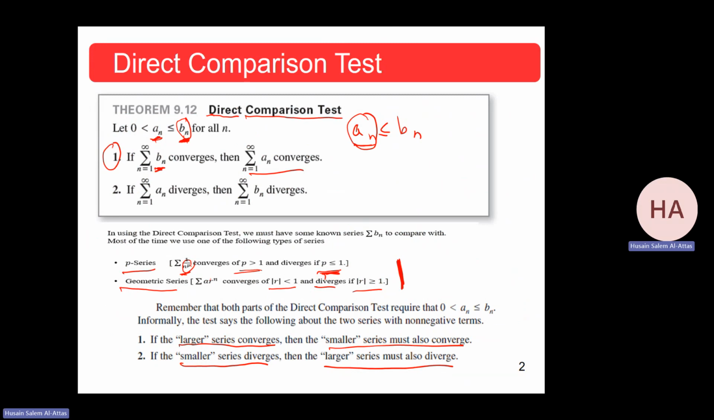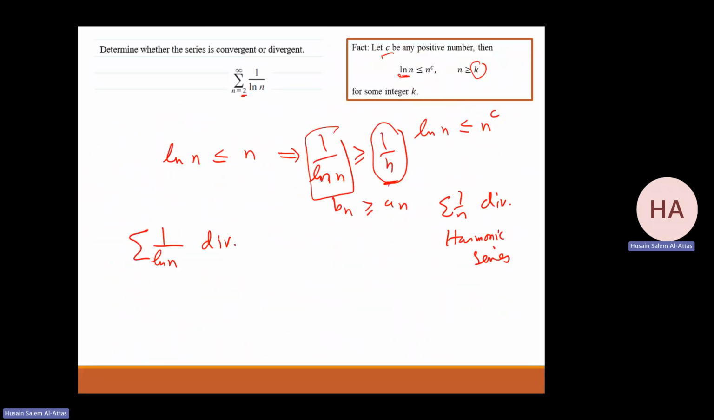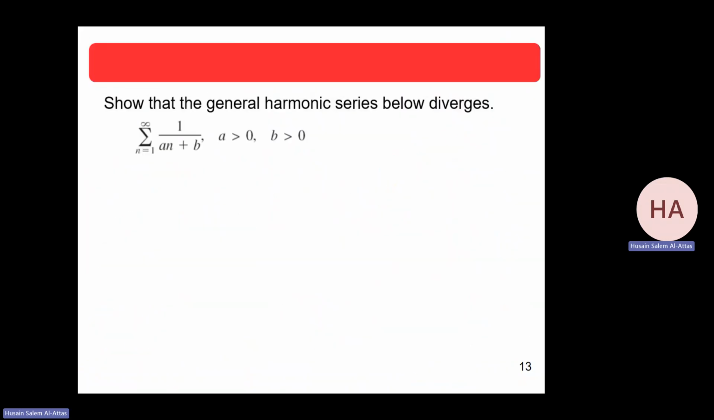But with this I need to be careful. I need to think about smaller and bigger. If the larger series converges, for sure the smaller will converge. If the smaller series diverges, for sure the larger series diverges. Other than that, it's not correct. Or I can do the limit, which will make it easier.